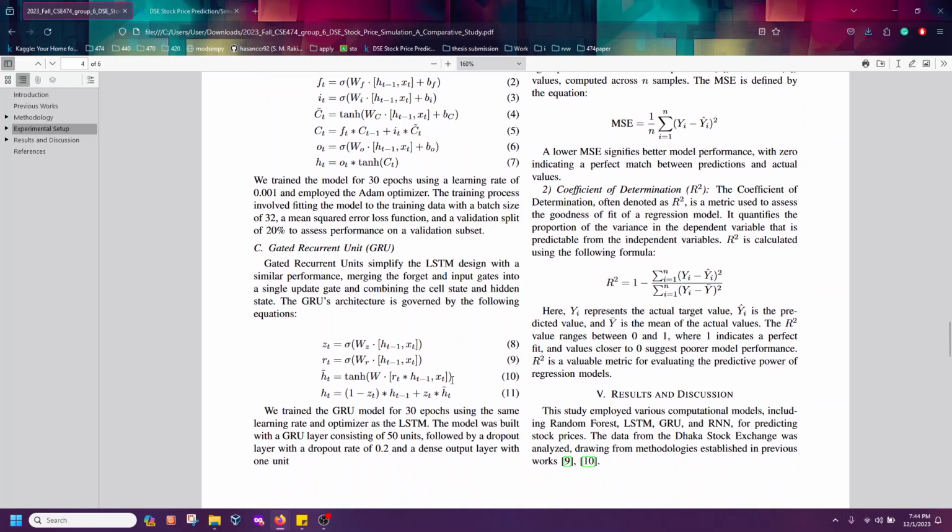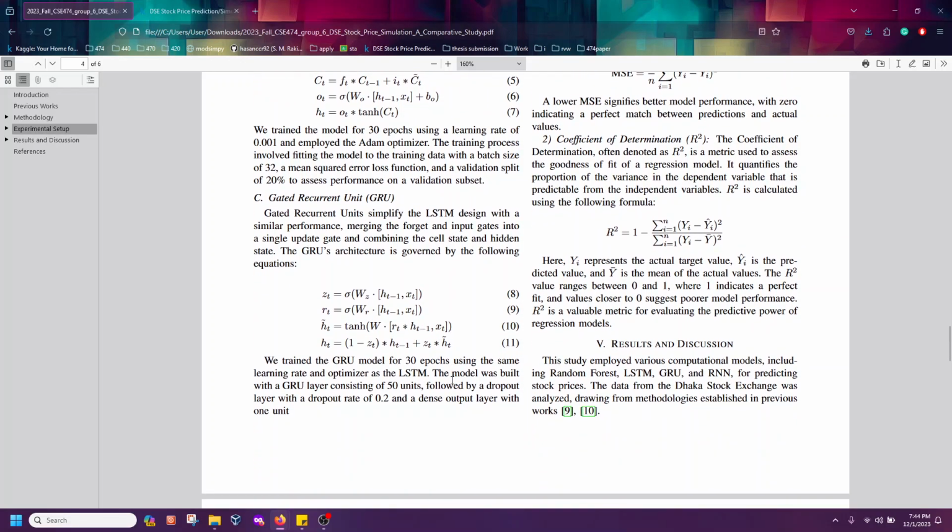Then we have used the gated recurrent unit, or GRU. GRU is also a very popular model for forecasting time series and things like share market predictions or financial predictions. Gated recurrent units are like LSTM models with similar performance, merging the forget and input gates into a single update gate and combining the cell state and hidden state. The basic principle is given in this equation.